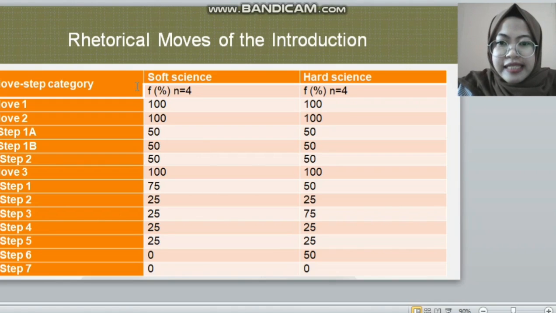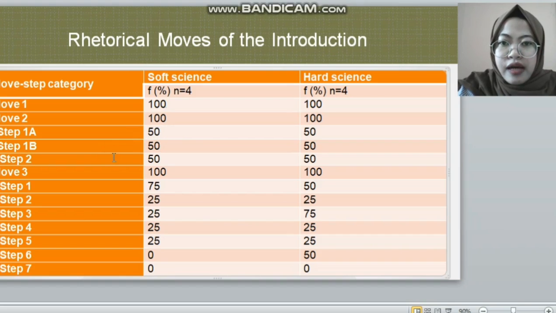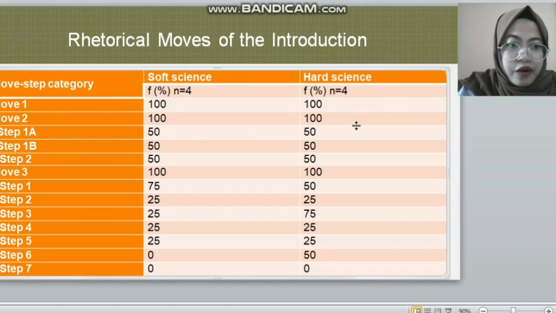Here, as we can see in this table, the rhetorical moves between the soft science and hard science article introductions are actually slightly different. In move 1, both soft science and hard science contain 100% of the article introductions, and for move 2 it's the same, also 100%. Furthermore, in step 1A of move 2 for the soft science, it's 50%, the same as the hard science. And then for step 1B, both soft science and hard science also only represent 50%. And then step 2 of move 2 also indicated 50%. And then for move 3, both the soft science and hard science article introductions contain 100%.